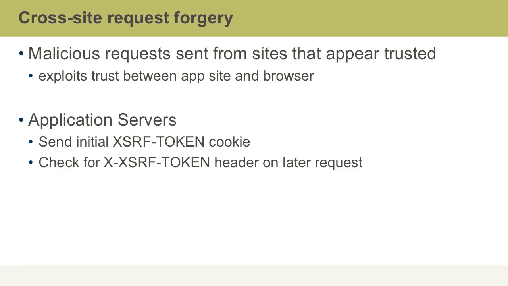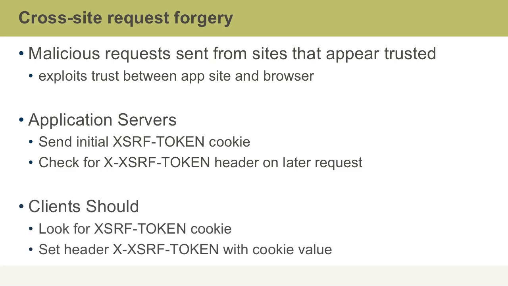The client-side app should look for this value, and when it sees it, it should take it, read it, and use it to create a custom request header that it can then send in any other requests back to the server. Typically, this header is going to be called x-xsrf-token.